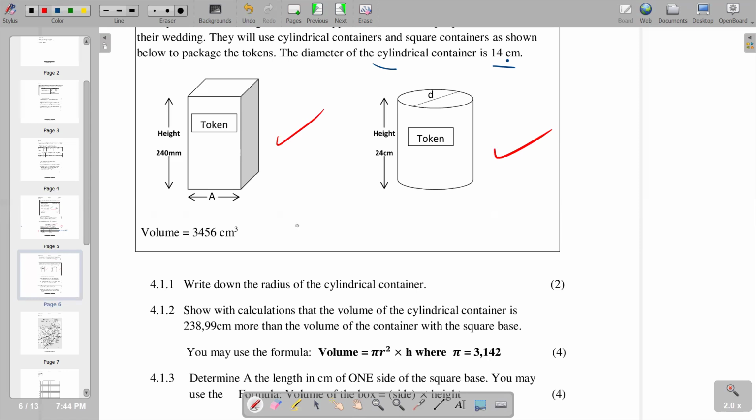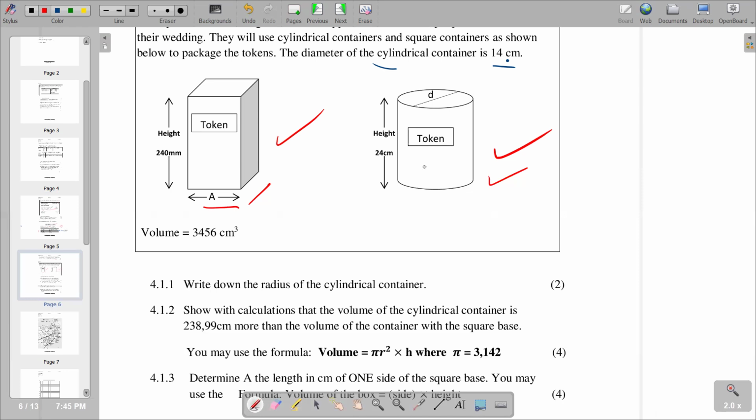So basically, we are saying this side is equal to this side, as all the sides of a square are equal. So to get the volume, you may use the formula volume is equal to pi r squared times h, where pi is equal to 3.142. So we are going to find the volume of the cylindrical container, and then we subtract the volume of the square base that we have here, and then we find if it is equal to 238.99. So we need to show that it is equal to 238.99.